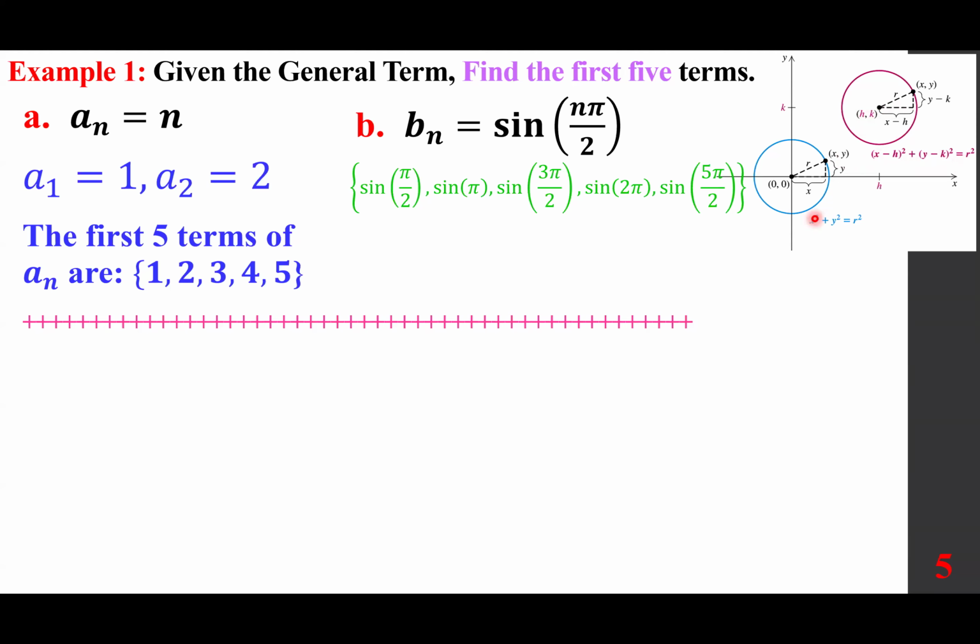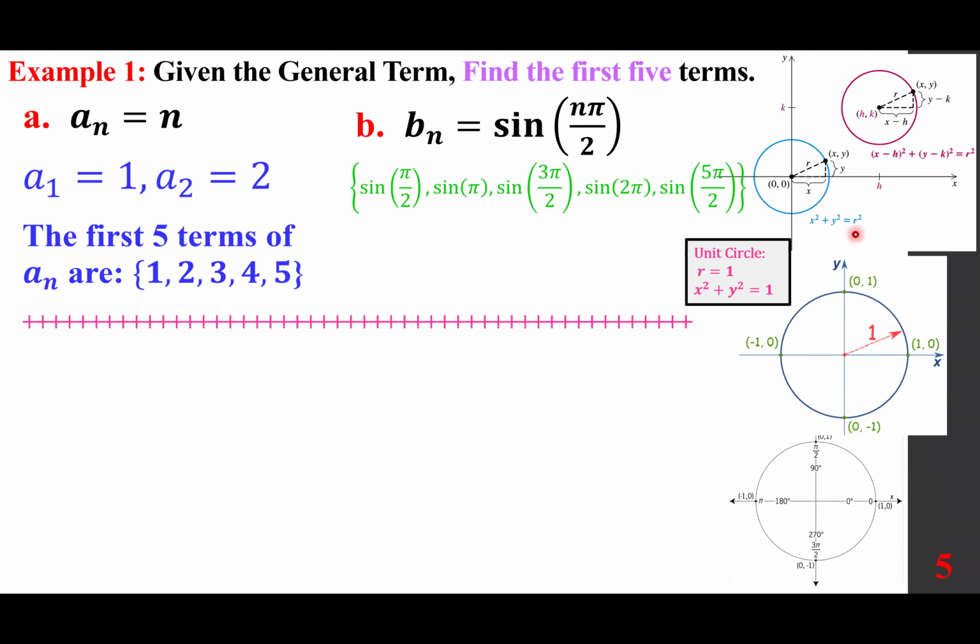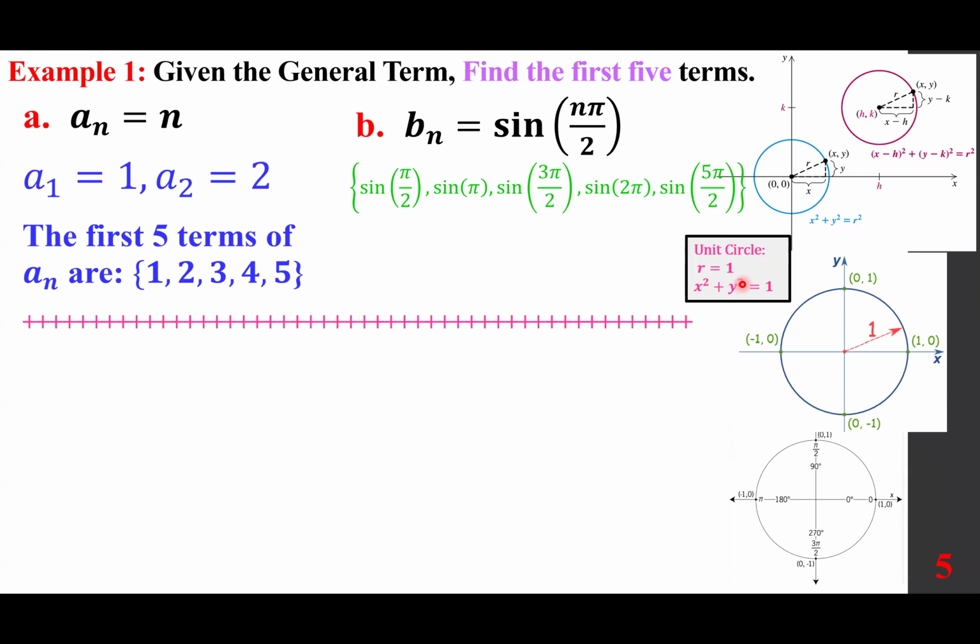Now, if this one centered at 0, 0 has a radius of 1, we call it a unit circle. So unit circle, r equals 1, x squared plus y squared equals 1 squared, or 1. Here's the unit circle. It crosses the x-axis at (1, 0) and (-1, 0), and crosses the y-axis at (0, 1) and (0, -1). And as far as the angle that it makes, the terminal side of the angle makes it with the positive side of the x-axis, that's the angle.